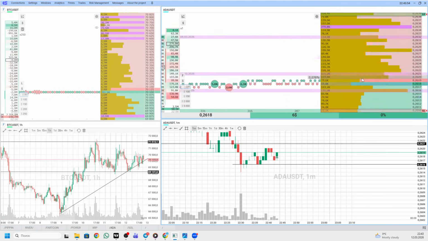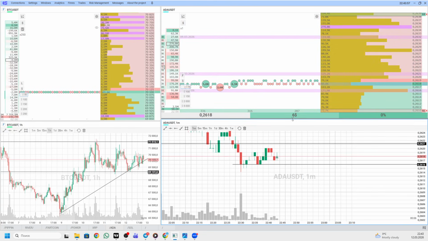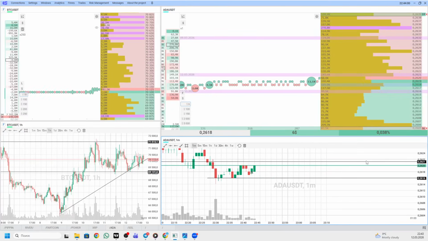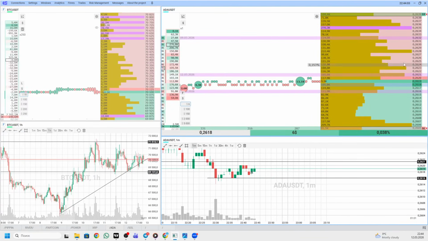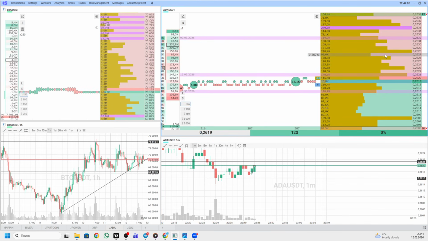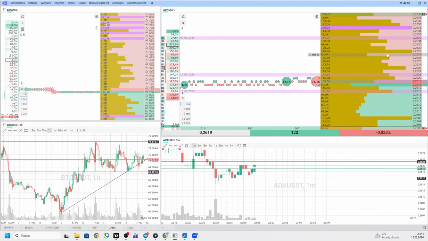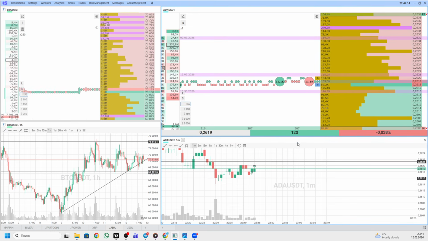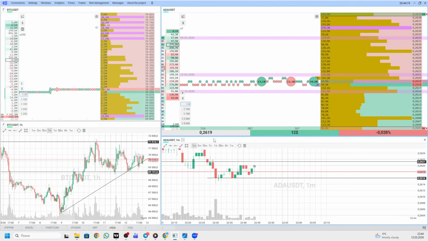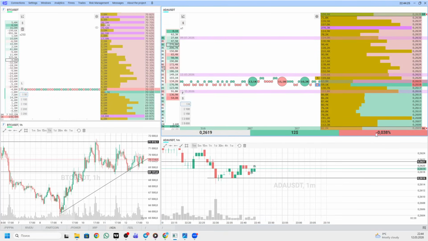Okay, 1 minute is gone, so the price is inside of my area. I press once again in the red area with left click. So now, right now, I have $12 in my trade. This is my entry point. Okay, and this is my profit or my loss. Right now I am at minus 0.038%.